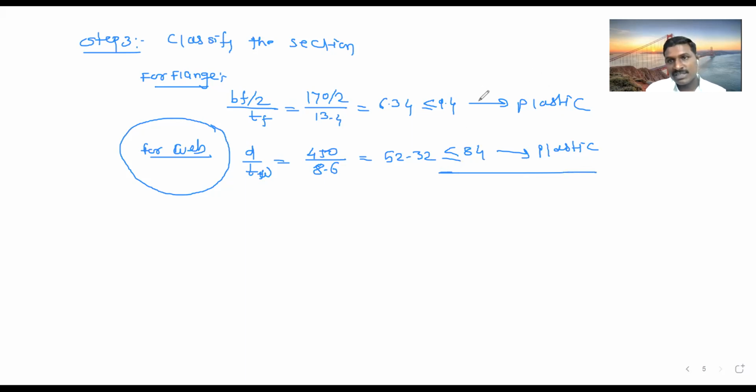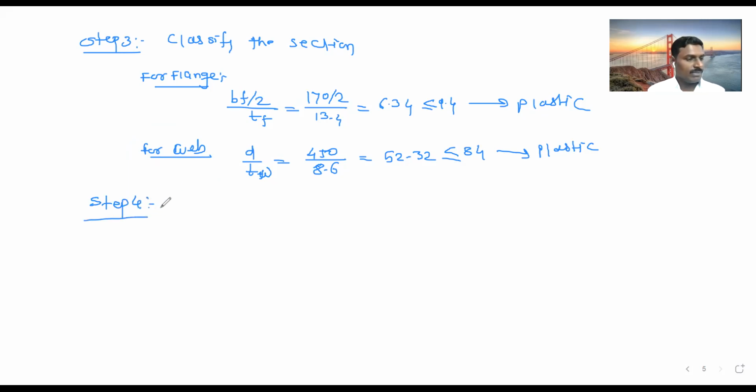If both are different, which one should we consider? Which classification will you consider? Web. Why? Because the beam will fail due to the web. In web buckling and web crippling, these are the modes of failure. So the beam will fail in the web, not in the flange. So you have to consider the classification of the web. Here both classifications are plastic, so there is no problem. But if they are different, at that time you have to use the classification for the web. Why, did you understand? Yes, sir. Because your beam will fail in web buckling or web crippling, so the web will fail, so we have to consider the classification of the web. Okay, so this is step number 3.